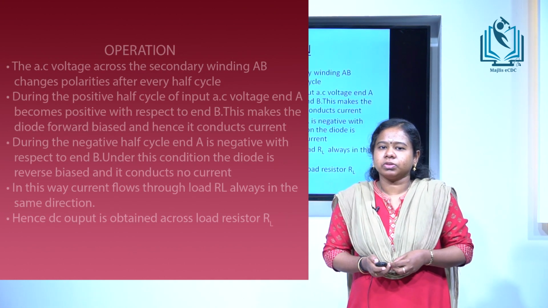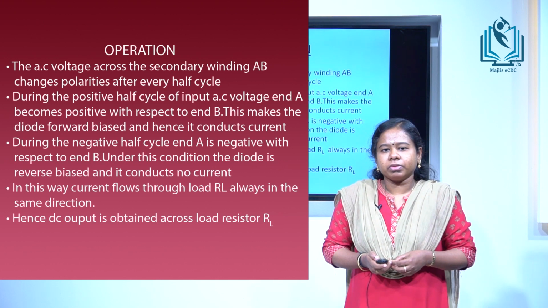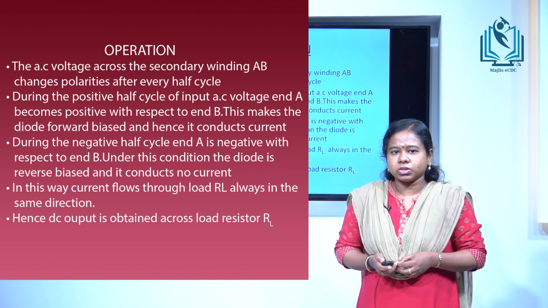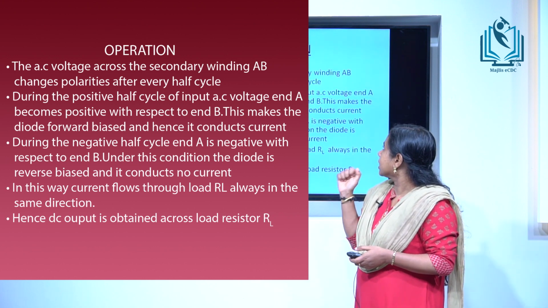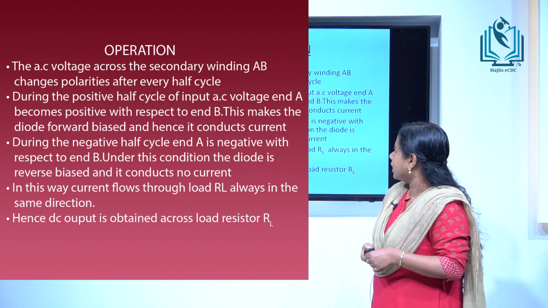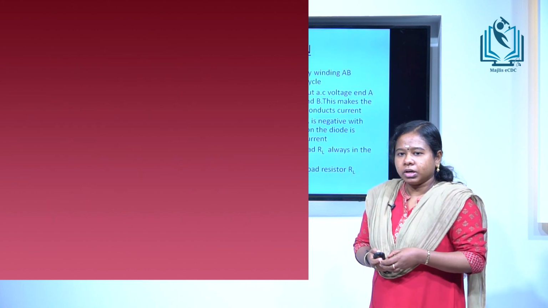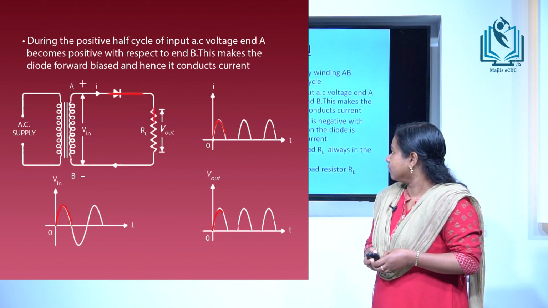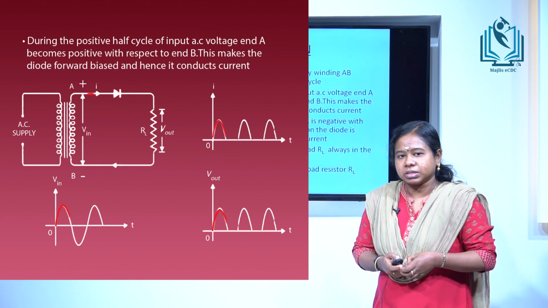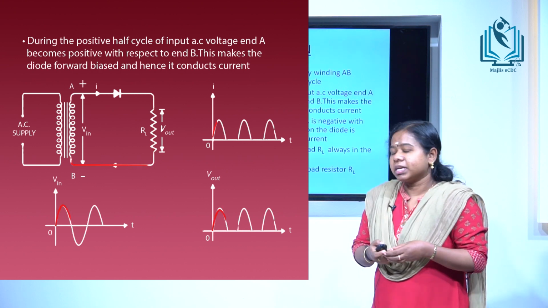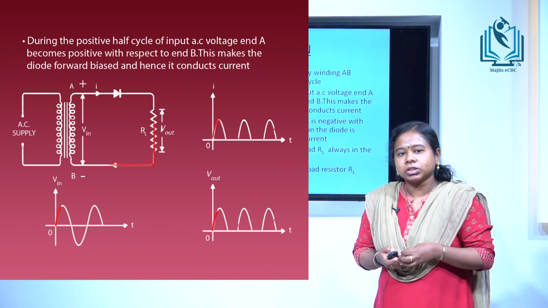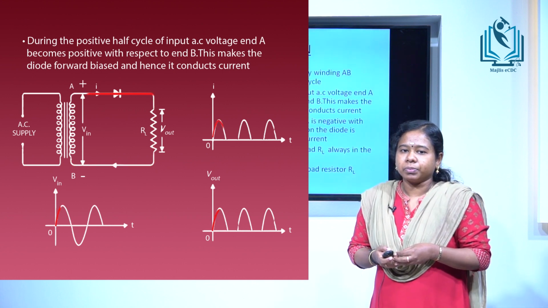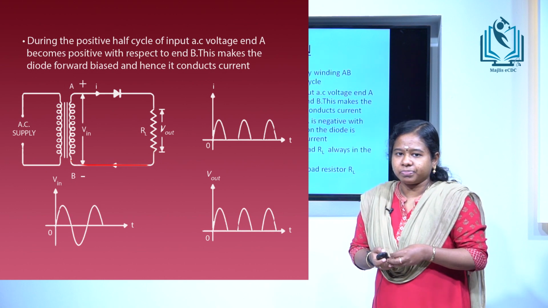Now let us move on to the working of half-wave rectifier. We know that an AC signal consists of positive half cycles and negative half cycles. The AC voltage across the secondary winding AB changes polarities after every half cycle. During the positive half cycles of AC input voltage, end A of the secondary winding becomes positive with respect to end B. This makes the diode forward biased and it conducts current in the circuit. So, an output voltage is obtained across the load resistance RL.